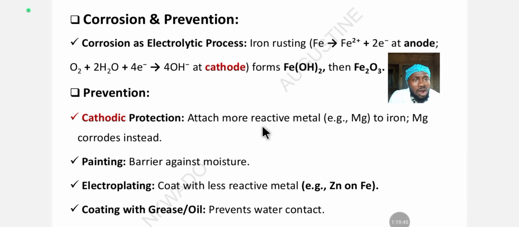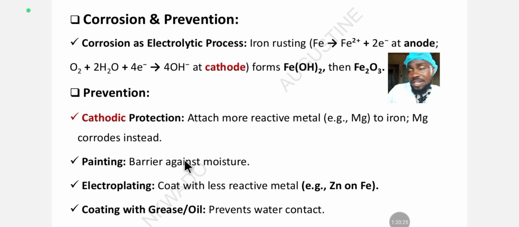So we attach more reactive metals such as magnesium to iron. You attach magnesium to iron. Magnesium corrodes instead of the iron. So instead of iron corroding and forming iron hydroxide, magnesium will now be corroding and forming magnesium hydroxide. All right.